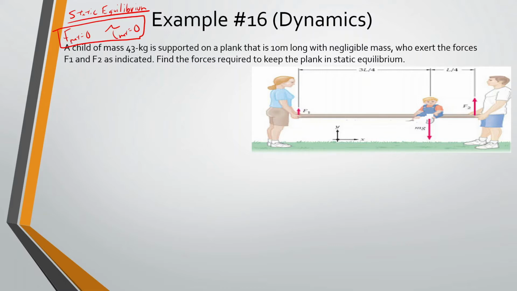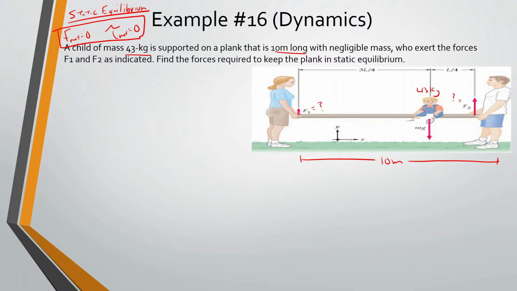So let's read this problem. A child of mass 43 kilograms is supported on a plank that is 10 meters long, with negligible mass, who exert the forces F1 and F2. So we can see that there's an F1 we don't know and an F2 we don't know, and we're trying to find what those forces are.